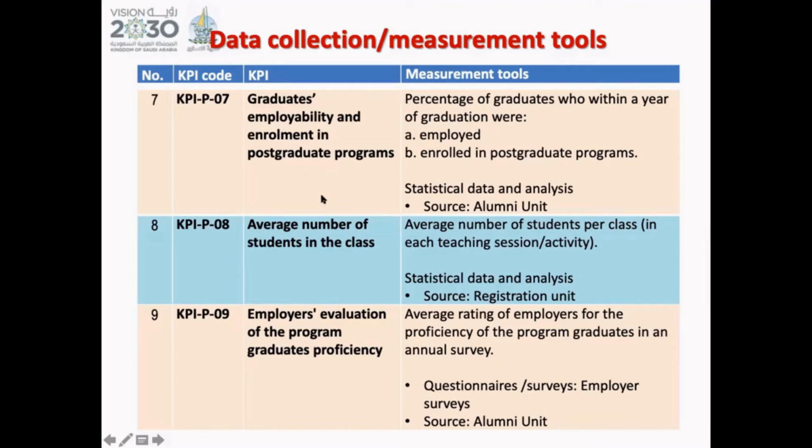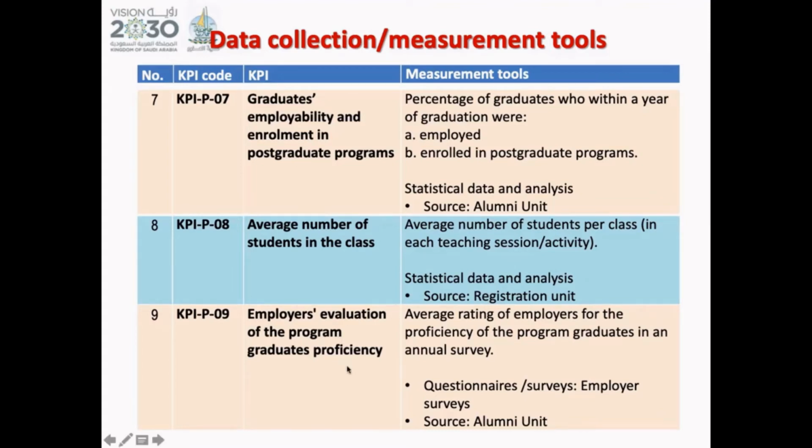KPI number 8. This is about the average number of students in the class. This has nothing to do with the faculty member here, because this is about the student number. Again, we can get this from the registration unit, because they register the courses. Or whoever makes the timetable for the courses can also contribute to this data.